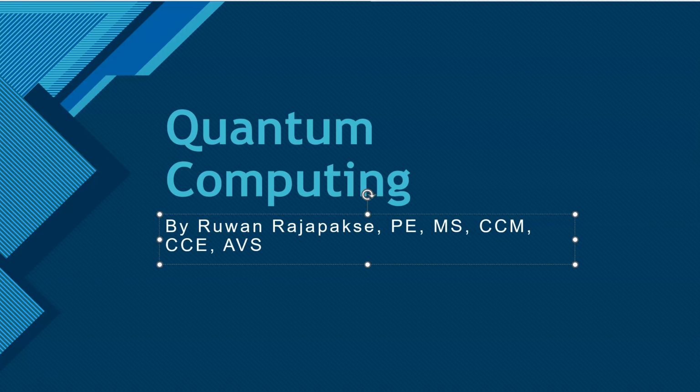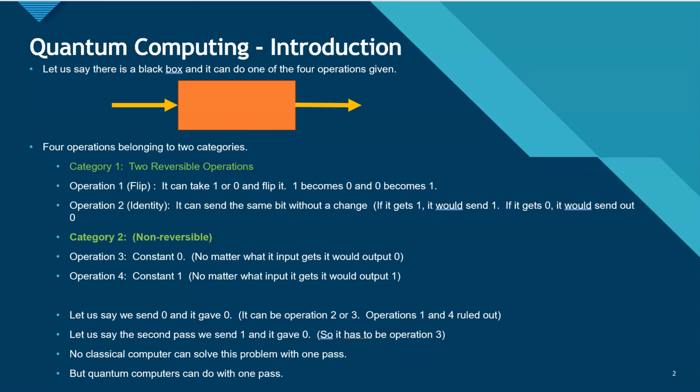But let me give you an example to get your interest, to see what quantum computers are all about. So let's say there is a black box here. It's an orange box, but let's call it a black box here. And there are 4 possible operations with this black box.